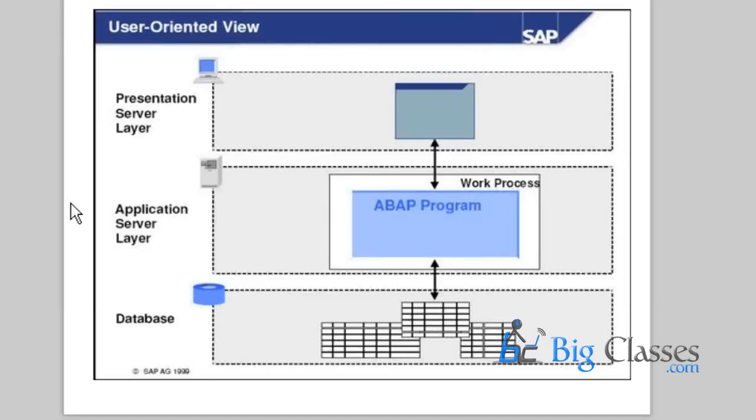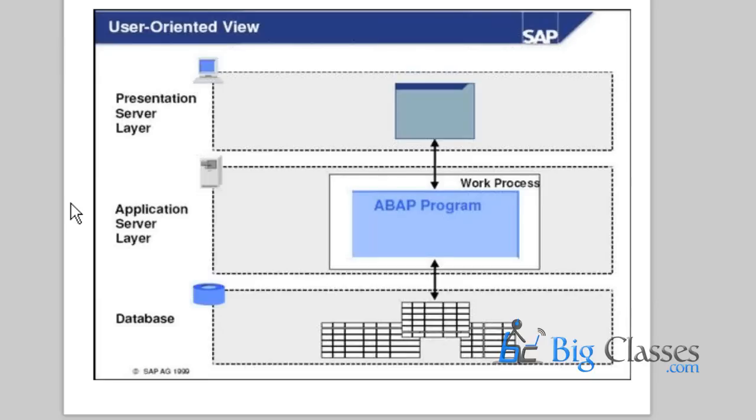All user requests that come from the presentation layer are ABAP requests only. It's all ABAP programs. Even standard SAP is ABAP programs. It's nothing different. What we write is also ABAP programs, and what SAP has written is also ABAP programs. So all business process logic is built in ABAP programming. The entire business process logic in SAP is built in ABAP. So we can look at standard SAP code, debug it, and understand what that code is doing.